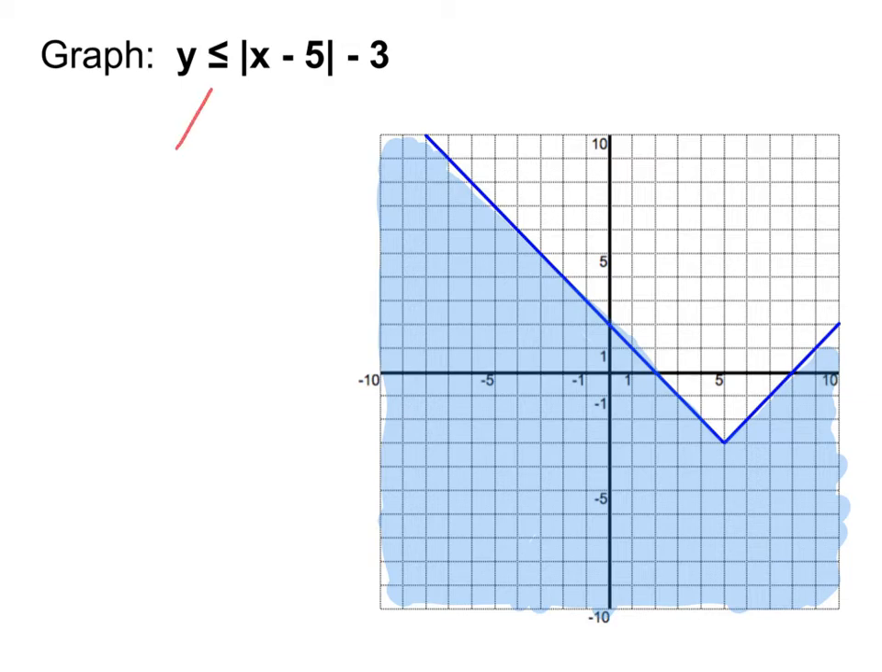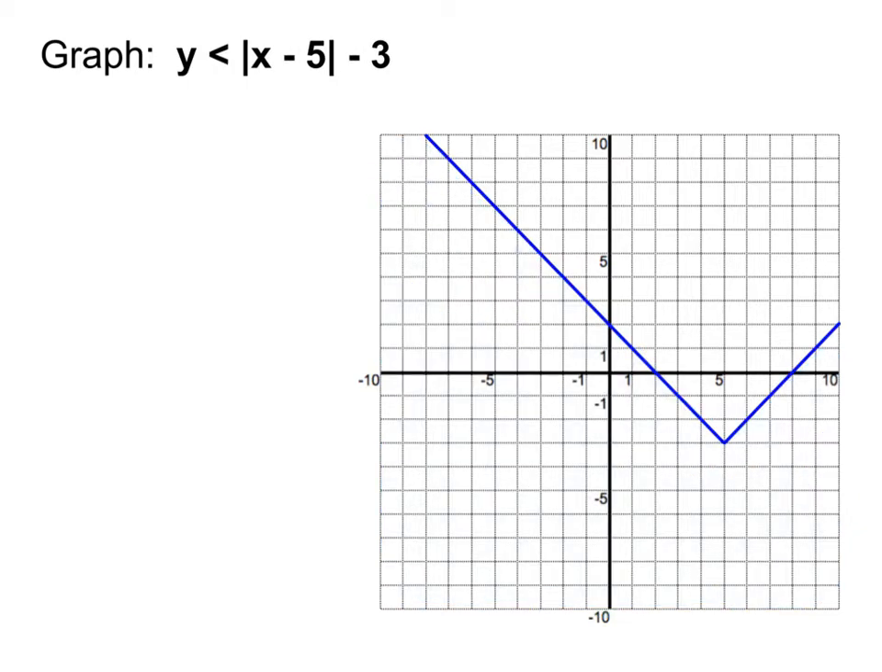Now, if this symbol were instead a greater than symbol or a greater than or equal to symbol, then that would mean that you'd be shading above it. So it kind of works the way you might think it would. Less than means shade below, greater than means shade above. The trick is just remembering, of course, what we call it, whether we call it less than or greater than, and remembering that we're shading either above or below. It's not left or right of it, it's above or below.